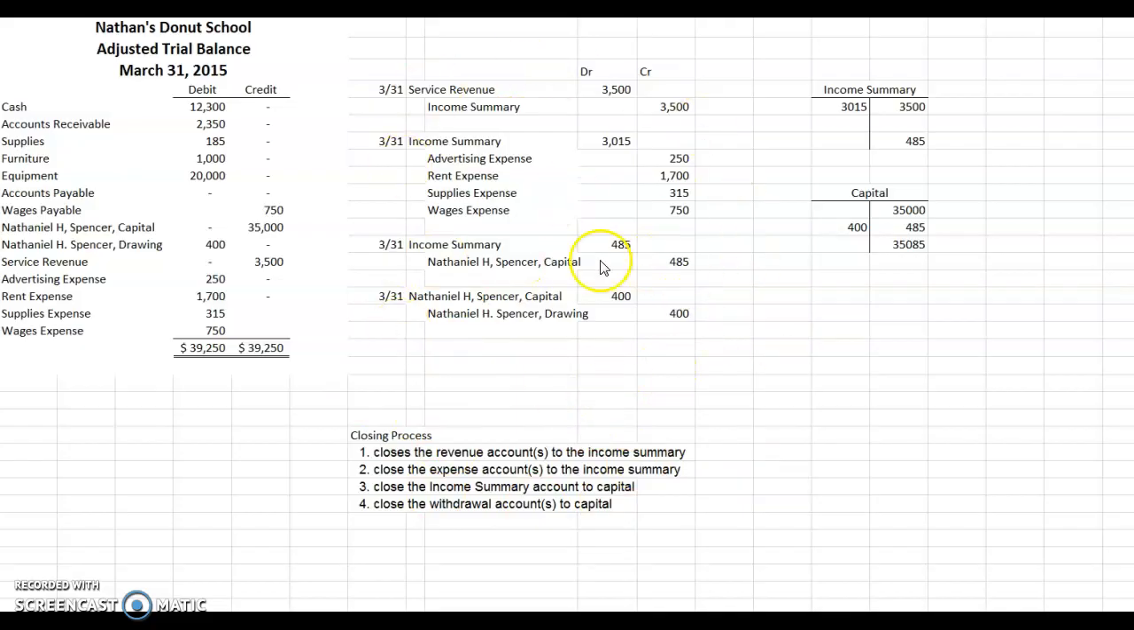Now, once you complete your closing entries, you would then post your closing entries.